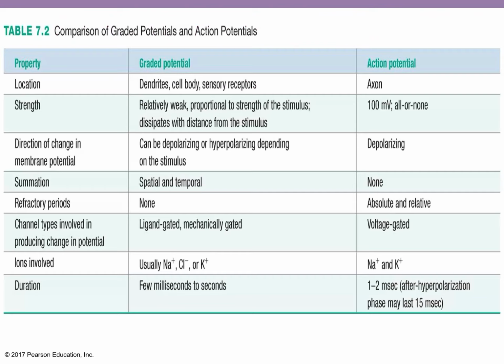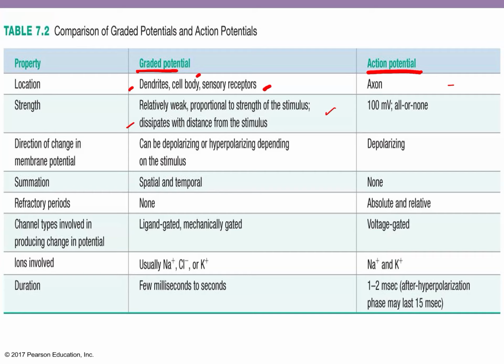Okay, so this is just a quick comparison between graded potentials and action potentials. Again, the graded potentials are located on the dendrites and cell body, and they are also in sensory receptors, which I haven't talked about yet. Action potentials are only found at the neuron. Graded potentials can be weak, and they're proportional to the strength of the stimulus, and then they dissipate with distance, right? Action potentials are the same all the time.